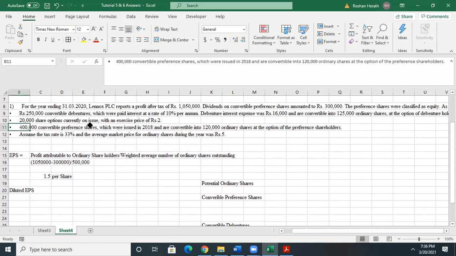It says that 400,000 convertible preference shares, which were issued in 2018, are convertible into 120,000 ordinary shares at the option of the preference shareholders.